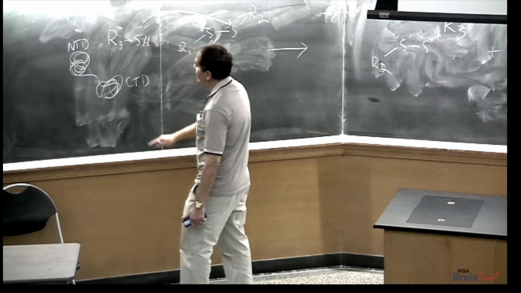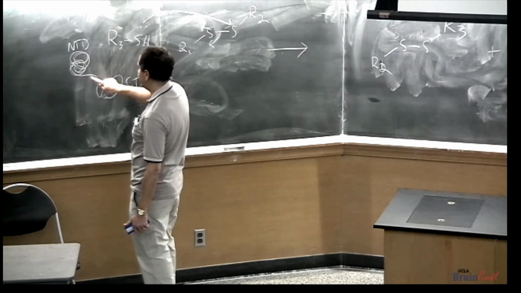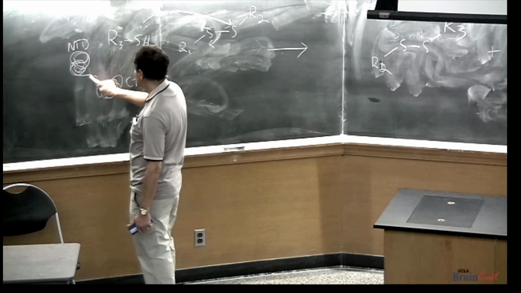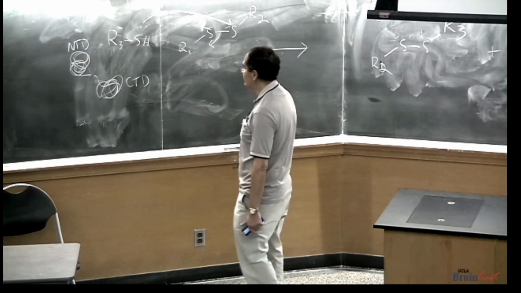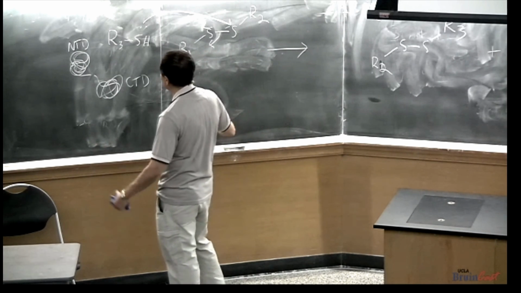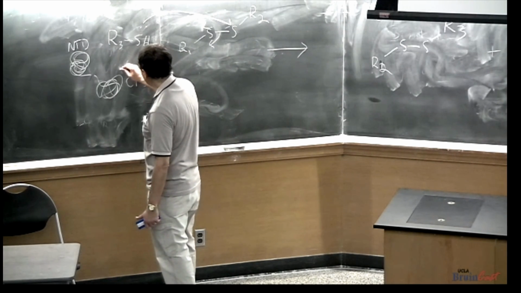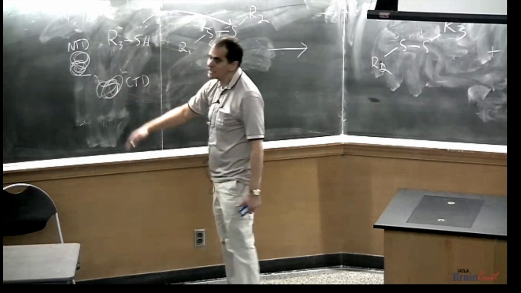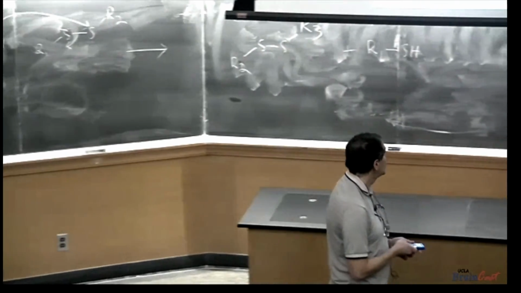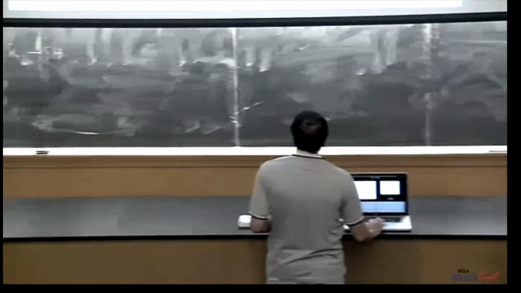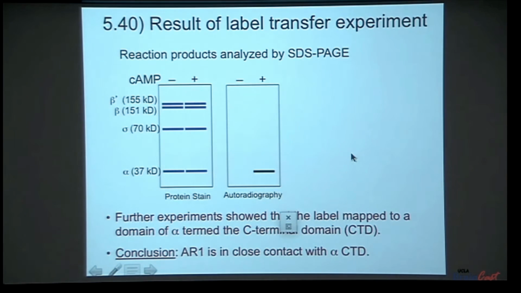Okay. And by treating with a chemical reagent which cleaved the two halves of the alpha subunit apart from one another, they could show that the radiolabel was associated with the C-terminal domain. Okay. So the conclusion is that AR1 is in close contact with the alpha subunit C-terminal domain.